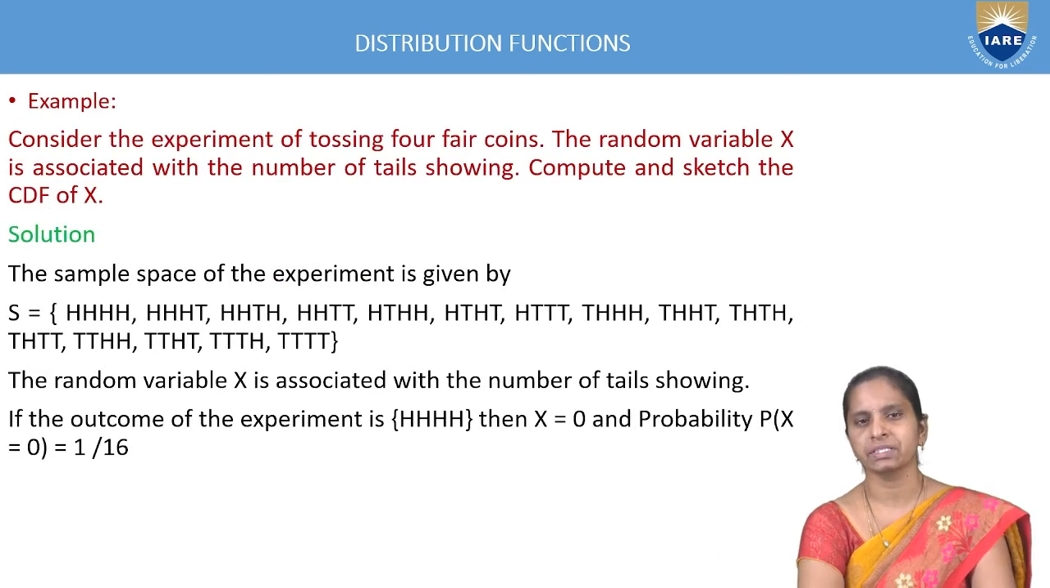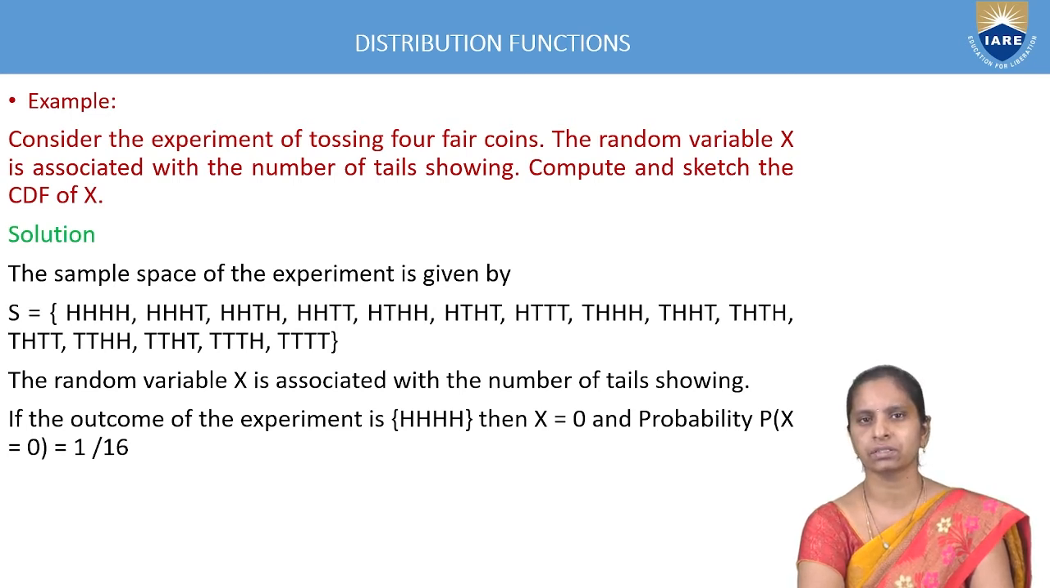So, let us take one example. What is my example here? Consider the experiment of tossing 4 coins. The random variable X is associated with the number of tails showing up. Compute and sketch the CDF of X. So, what is the experiment they have given?